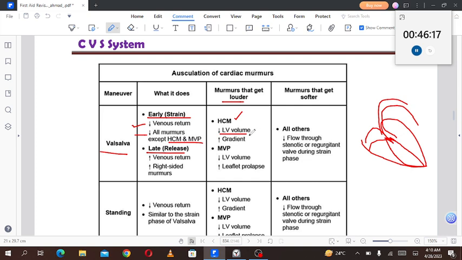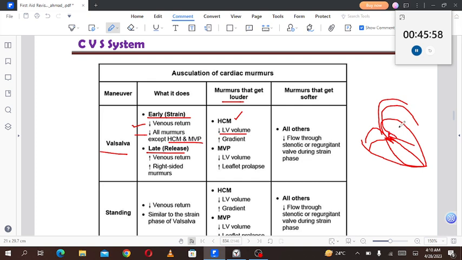So whenever the left ventricular volume is decreased, resultantly the flow is decreased and the obstruction becomes exaggerated, because the obstruction will be relieved if there is excessive flow. The excessive flow causes the pathway to be opened and widened, and that will decrease the hypertrophic cardiomyopathy murmur.